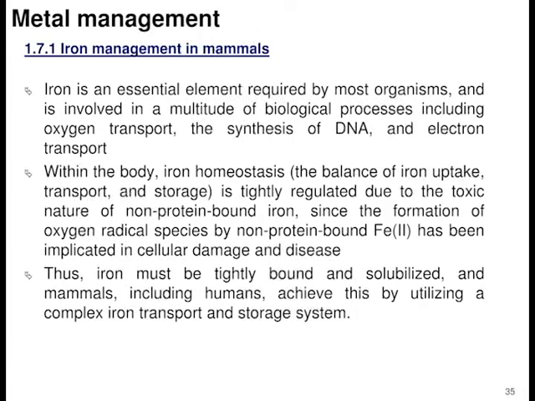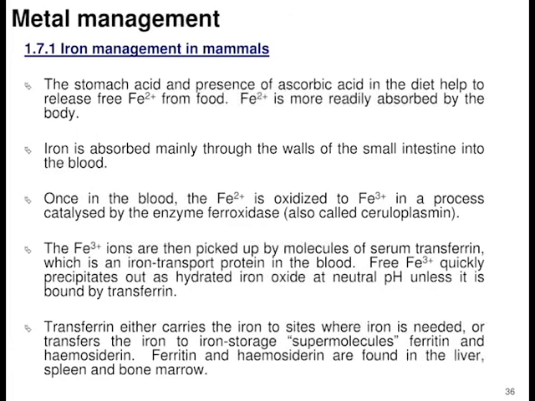So if I ask you to discuss the metal management, iron management in mammals, you must tell me how it's being stored and how it's being transported. That means how it is being managed in our system. So this is the process of what happens when iron enters the body. Through a diet, stomach acid and ascorbic acid help to release the Fe2+ from the food, and then it's absorbed back into the blood through the small intestine.